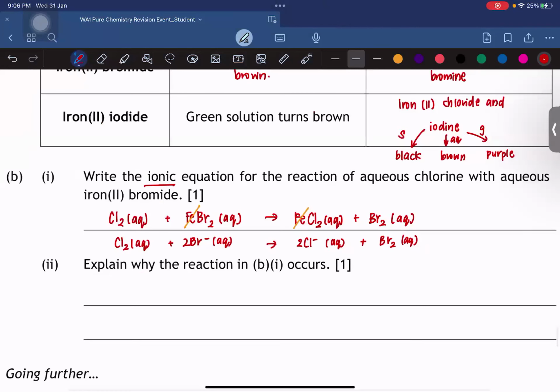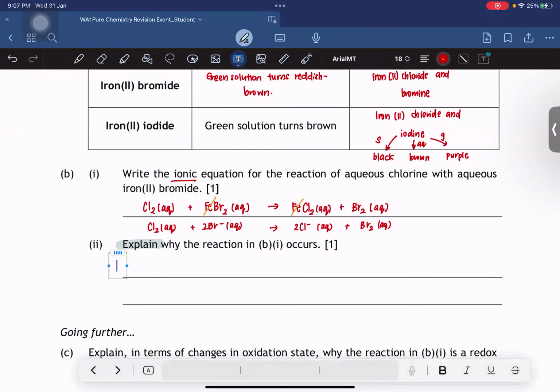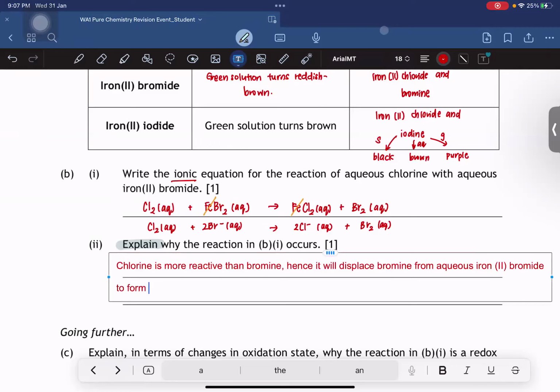Okay, now the next one, explain why this reaction happens. What's the principle of displacement? Yes, chlorine is more reactive than bromine. Hence, it will displace bromine from aqueous iron 2 bromide to form iron 2 chloride and aqueous bromine.